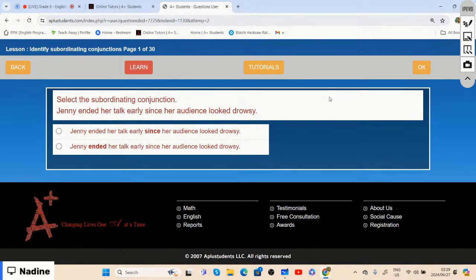All right, and if we were to select our subordinating conjunction, either option one or option two, we would say it is since, which is option one.